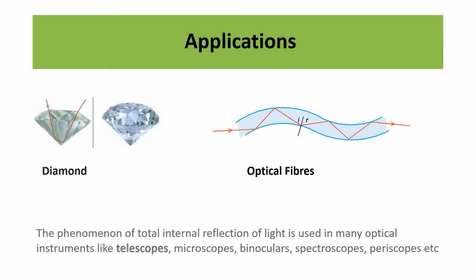Let us now look into some of its applications. Total internal reflection is the main cause of the brilliance of diamond. Optical fibers use total internal reflection to carry light and information. They are used in telecommunication cables and in image forming fiberscopes such as colonoscopes. This phenomenon of total internal reflection is used in many optical instruments like telescopes, microscopes, binoculars, spectroscopes, periscopes, etc.